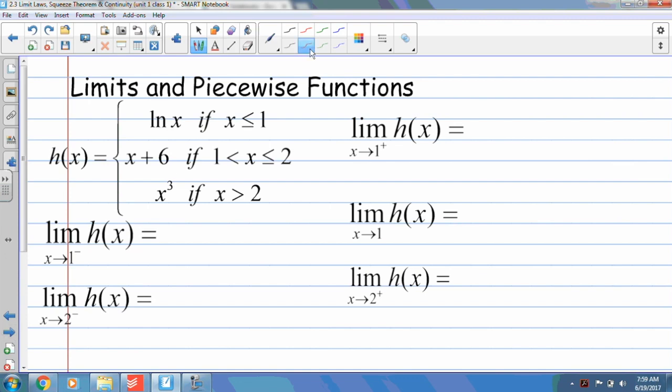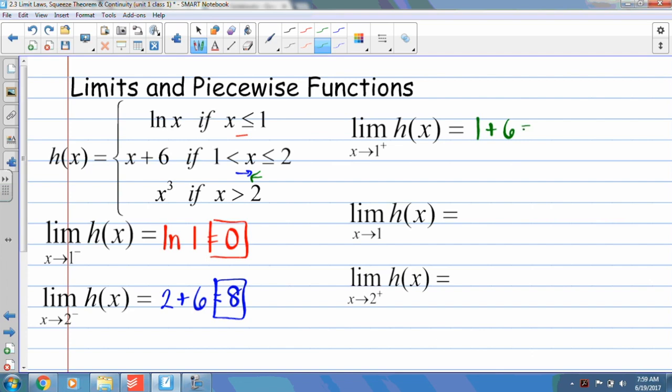Okay, so last one. So here I have another piecewise function. I'm going to take the limit as x goes to 1 from the left, which is the natural log of 1, which is 0. 2 from the left, be looking at the x plus 6, which is 8. 1 from the right would be again looking at that x plus 6, which is 7.